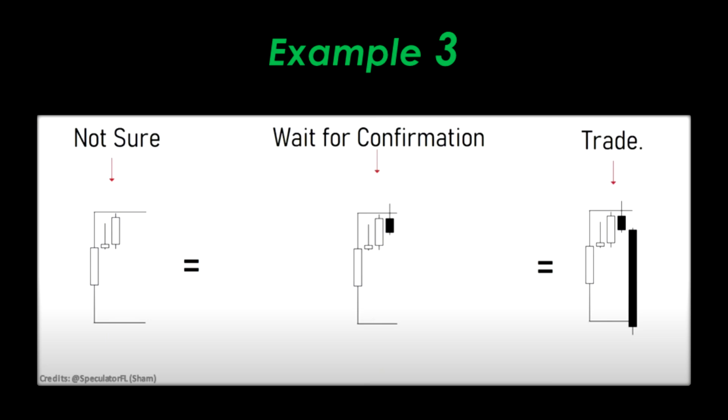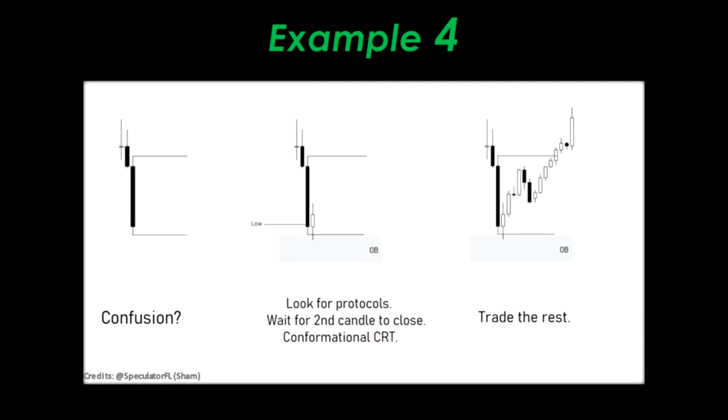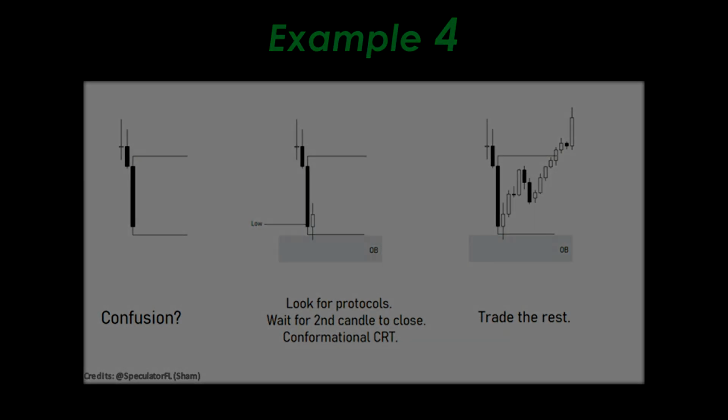You're just going to use all of the protocols and then wait for one side of the CRT to be purged and the candle to close inside the CRT. Then you're going to trade the rest of the candles of that particular CRT. In this example, you can see that the CRT has taken a low. Once the low of that CRT was purged, it also tested an order block here, and then the candle closed above, which confirms our CRT. This makes it a confirmational CRT, and our objective is to trade the rest of the candles.